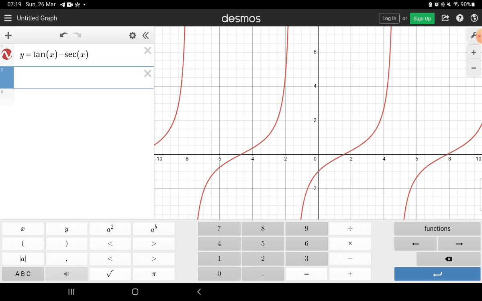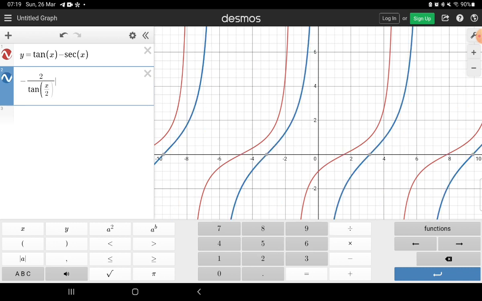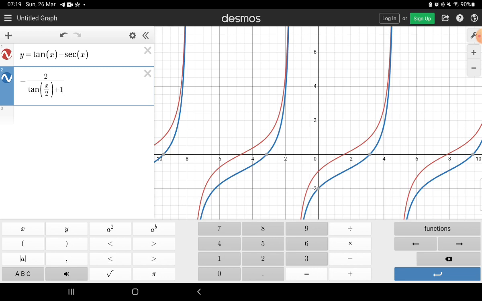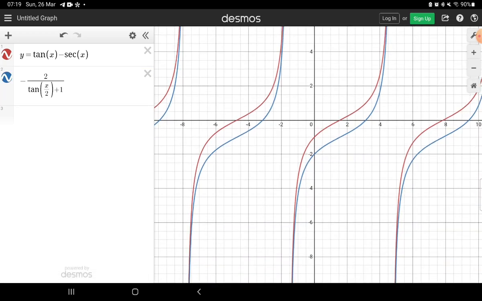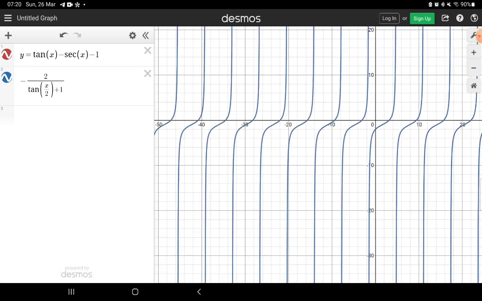Now let's compare it to the second solution we obtained, negative 2 over the half angle tangent, plus 1. It doesn't seem much that they are alike, but when we shift the red graph downwards, they overlap, which means that they are the same. So minus 1, and there you go. Both of them are the same graphs.